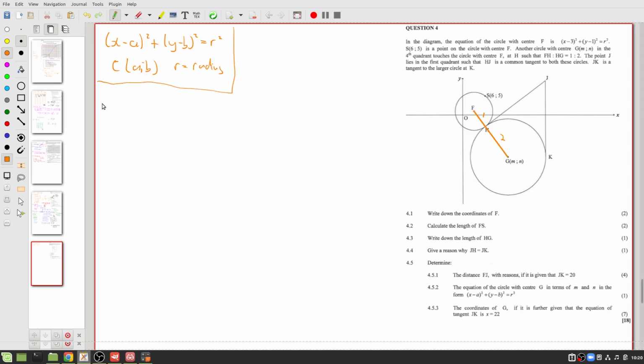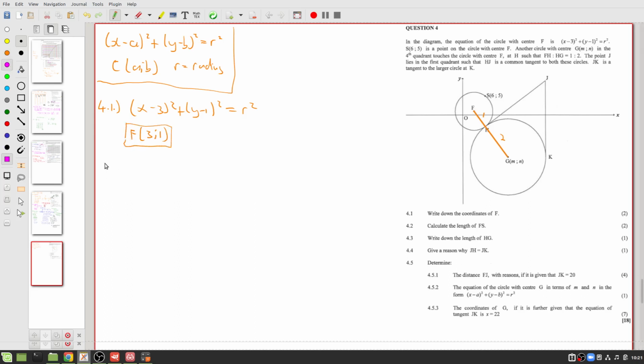Now let's see, what does question 4.1 have for us? 4.1: write down the coordinates of F. So F is the center of this circle, and we have that equation. Let me just write that down. That equation is (x minus 3) squared plus (y minus 1) squared equals r squared. So for the center of the circle we just read off the values of a and b. The point F, which is the center, just has the values 3 and 1. Great, that is the answer to question 4.1.